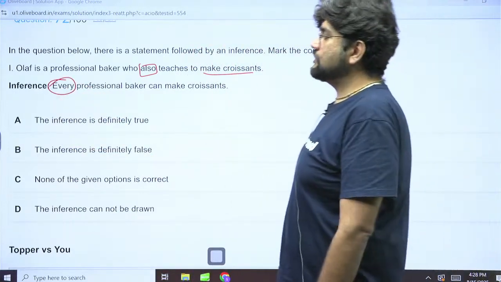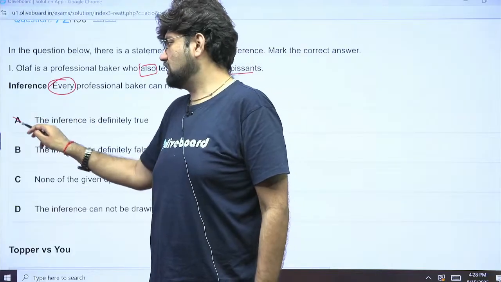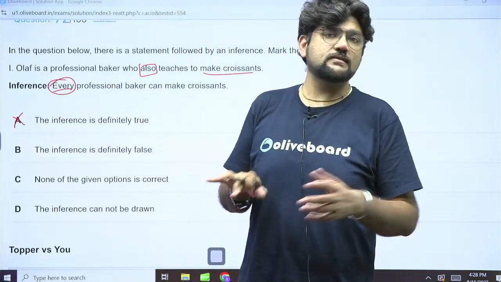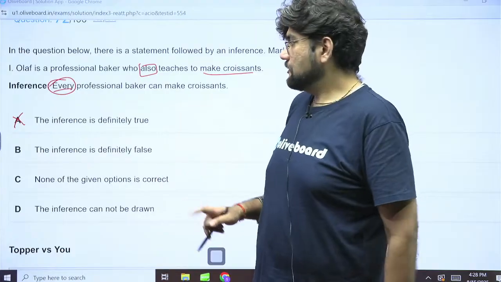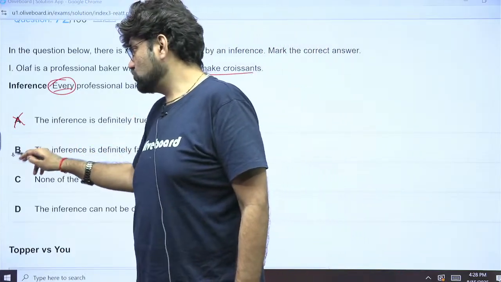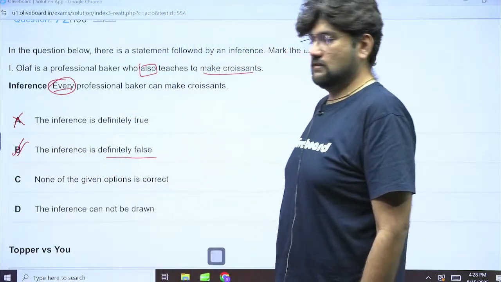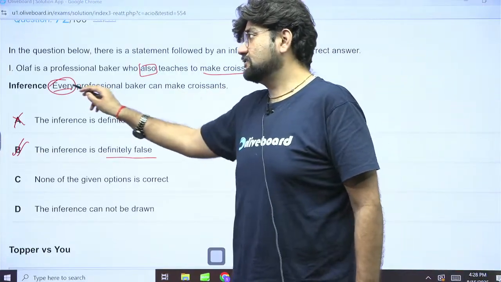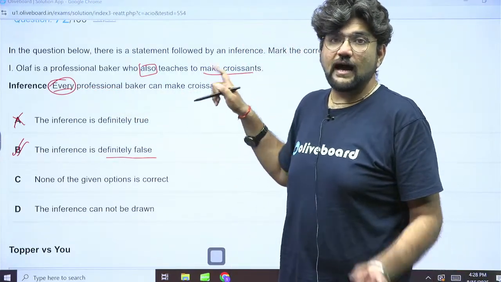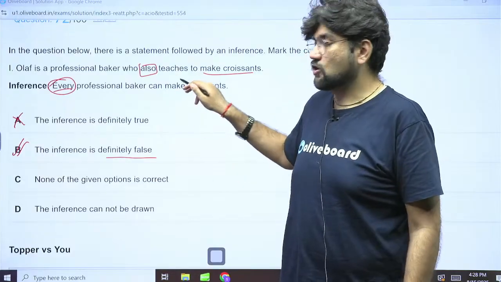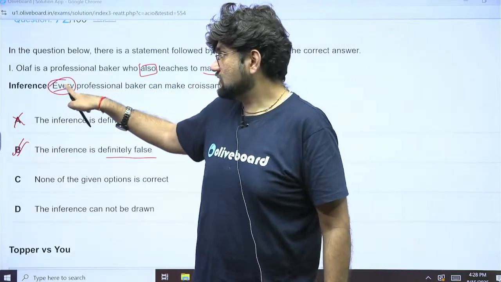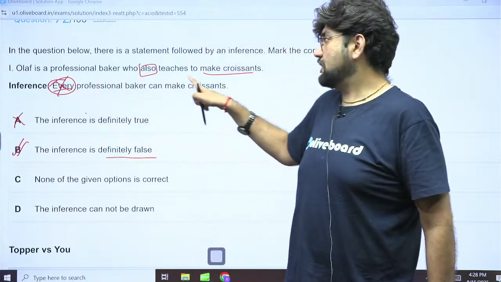Now, what a lot of people do is they say the inference is definitely true. No. Because of the word every, it's not definitely true. Maybe some of them know, maybe some of them don't know. That's the idea. And in this haste, they choose that it is definitely false. Can you be very sure that this is 100% false? Either you have to be very sure that this is 100% true, or you have to be very sure that this is 100% false. That means not every professional baker can make croissants.